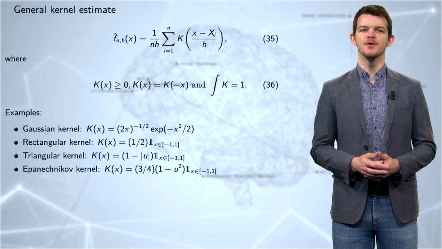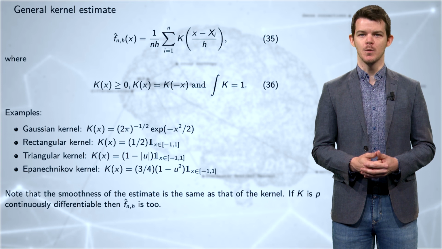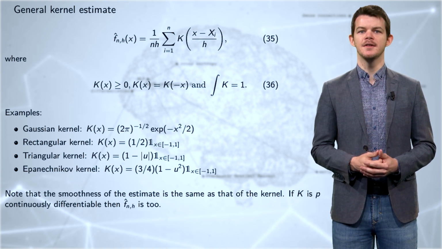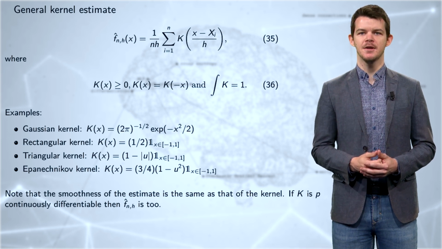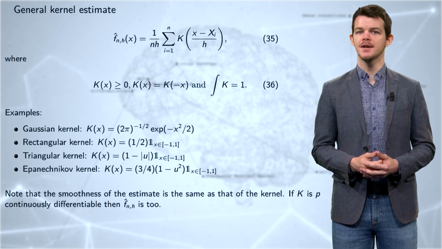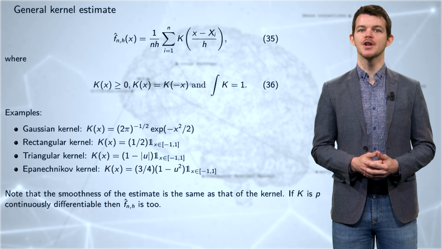An important property of kernels is the fact that the smoothness of the estimate f hat is the same as that of the kernel k, which is used. If k is p times continuously differentiable, then f hat is p times continuously differentiable too. Thus, you can obtain an estimate which is smooth enough if you choose correctly the smoothness of the kernel k. It is not the case for histogram estimates, which are discontinuous.